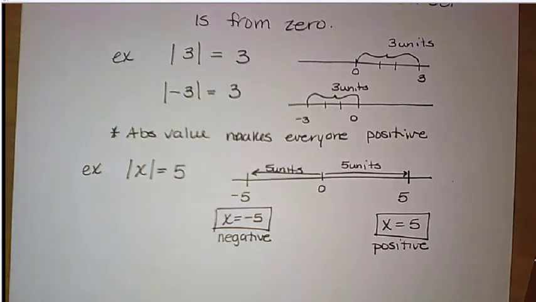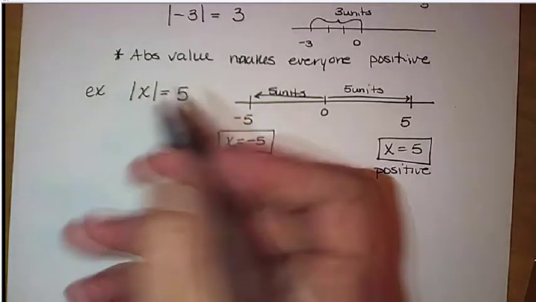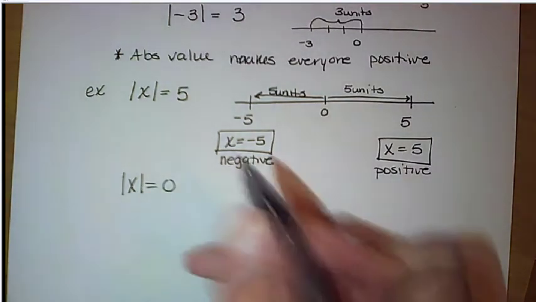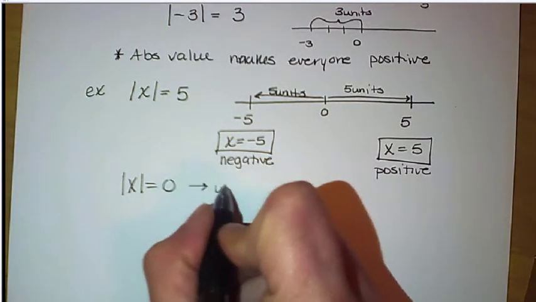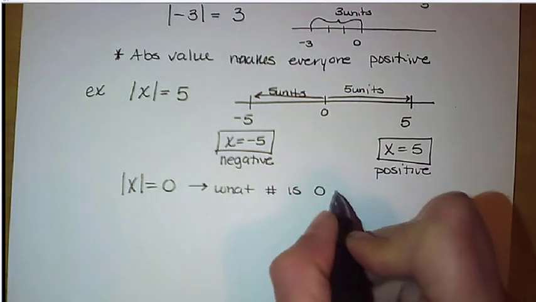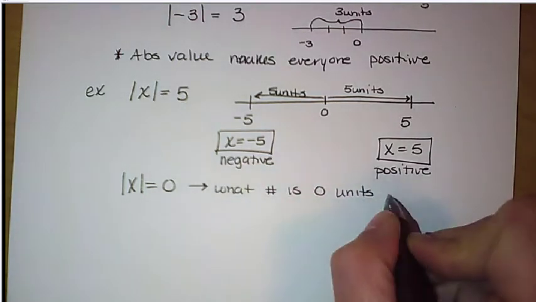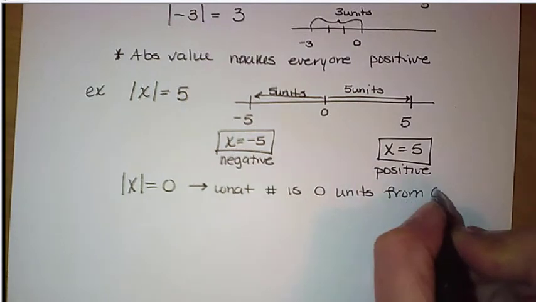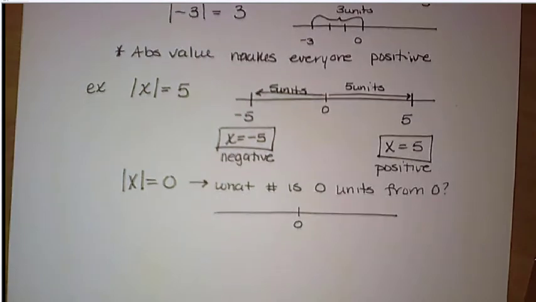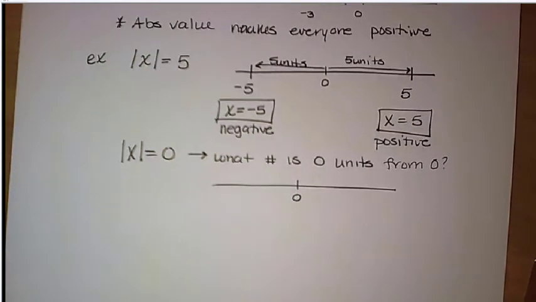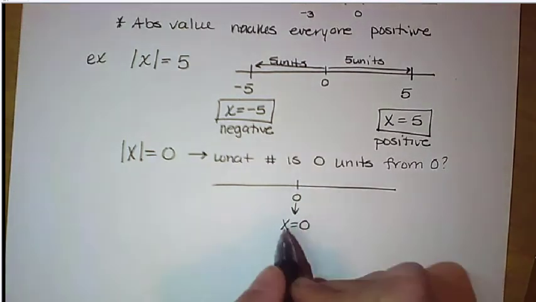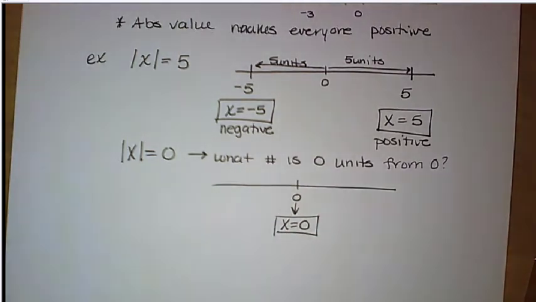But I also want to look at what happens if I have the absolute value of x is equal to 0. Well, remember that this is asking us what number is 0 units from 0. Well, again, think of a number line. If I'm sitting here at 0, the only number that can be 0 units from 0 is 0 itself, so x equals 0. And you only end up with one solution.